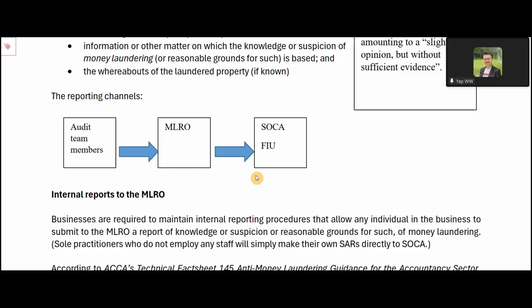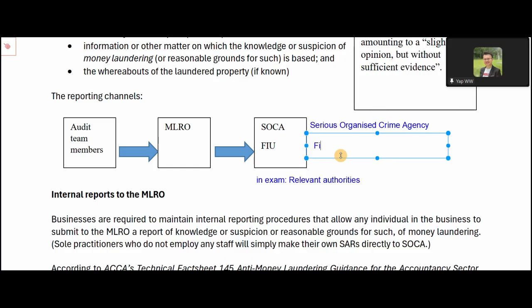Now, in exam, don't put it so technical. In exam, you just put relevant authority. If you want to know who SOCA are, SOCA is referring to the Serious Organised Crime Agency. But in exam, no need to write so technical. Yeah, you just mention relevant authorities and that will do. Okay. Of course, this one depends on the countries. Different countries will report to different authorities.